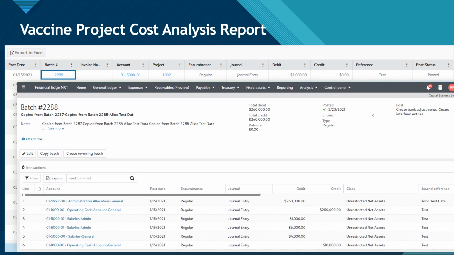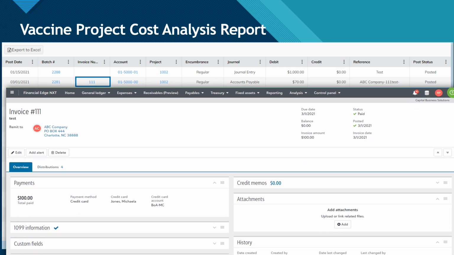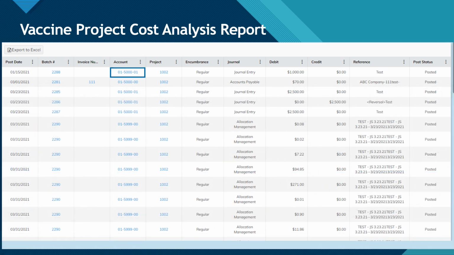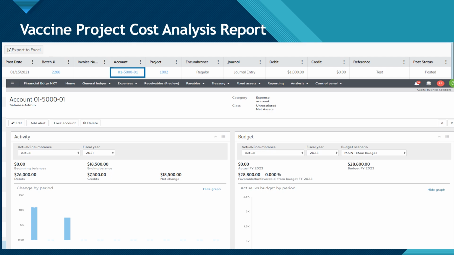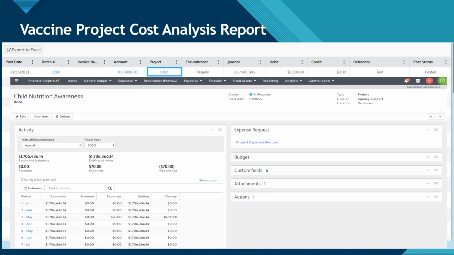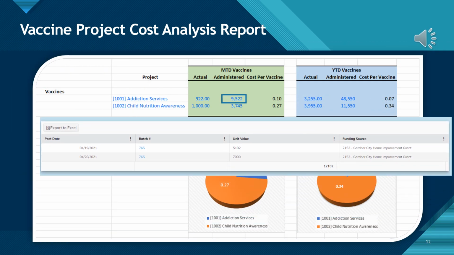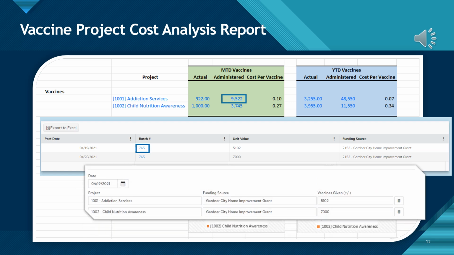Drill down to the journal entry batch, the accounts payable invoice, the general ledger account, or project record for further information. You can also drill down to the statistical unit transactions. And just as it is with the journal entry batch, you can drill down to the source transaction entries for statistical units in Financial Edge NXT.